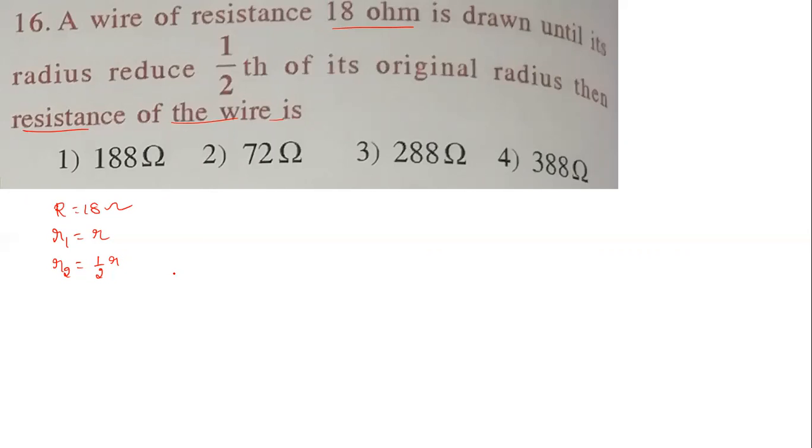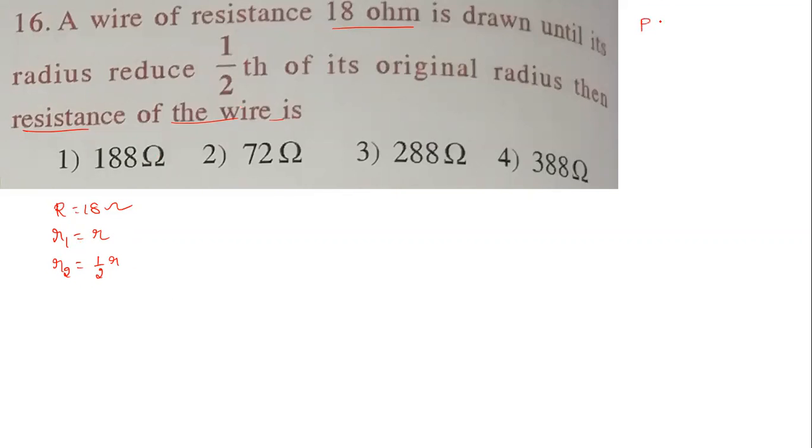Always keep in mind when solving resistance problems: as you change the radius, the length also changes, because the total volume remains constant. To find the resistance, you need to find the new length. As you stretch the wire, the radius becomes less, so the length definitely becomes more. The initial resistance is given, and we need to find the final resistance.